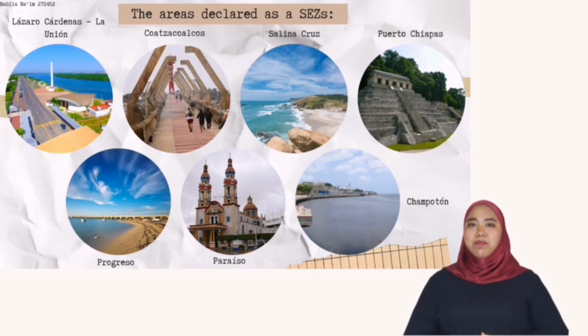And lastly is Paraíso in Tabasco. It's the home of the ecotourism industry. It has a white sand gulf coastline, mountain villages, and unrestrained rainforest. It's home to parrots, monkeys, and also Mayan ruins.